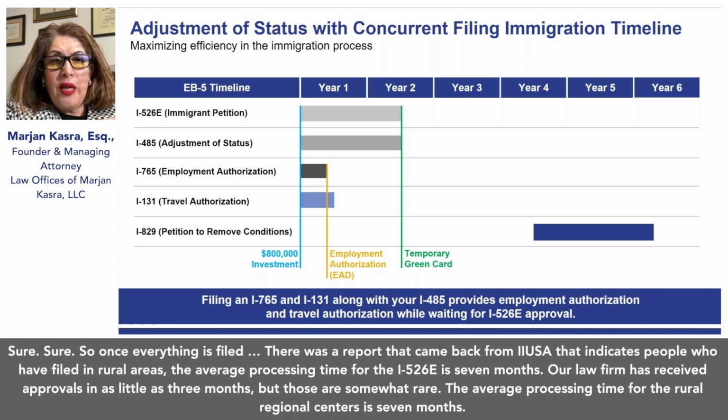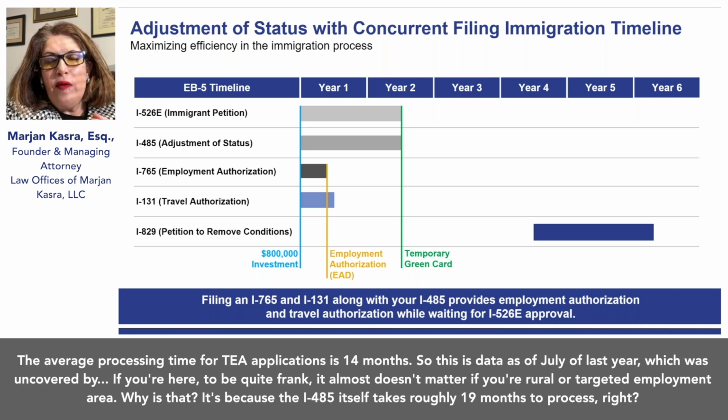Sure. So once everything is filed, there was a report that came back from IIUSA that indicates that for people who have filed in rural areas, the average processing time for the I-526E is 7 months. Our law firm has received approvals in as little as 3 months, but those are somewhat rare. The average processing time for the rural regional centers is 7 months. The average processing time for TEA applications is 14 months. This is data as of July of last year, which was uncovered by time.